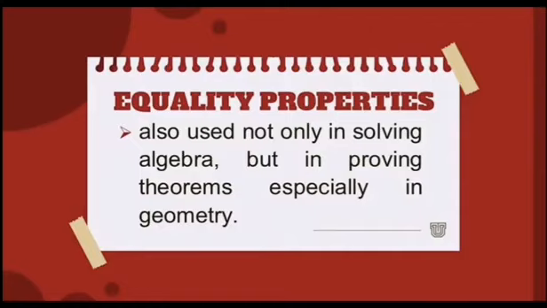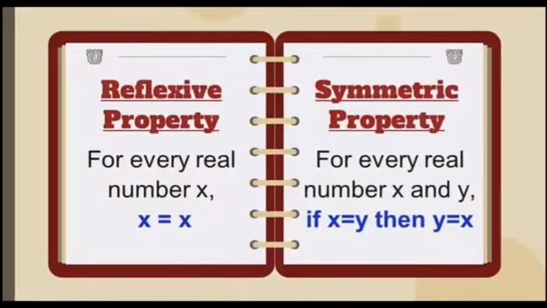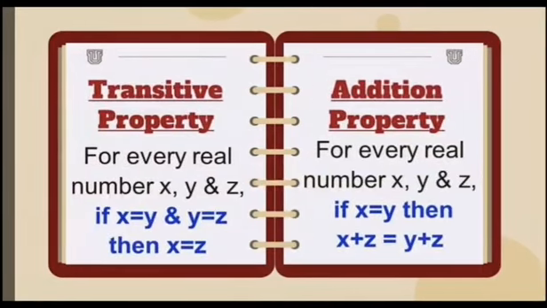Equality properties are used not only in solving algebra, but also in proving theorems, especially in geometry. First, we have the reflexive property: for every real number x, x equals x. Symmetric property: for every real number x and y, if x equals y, then y equals x. Transitive property: for every real number x, y, and z, if x equals y and y equals z, then x equals z.